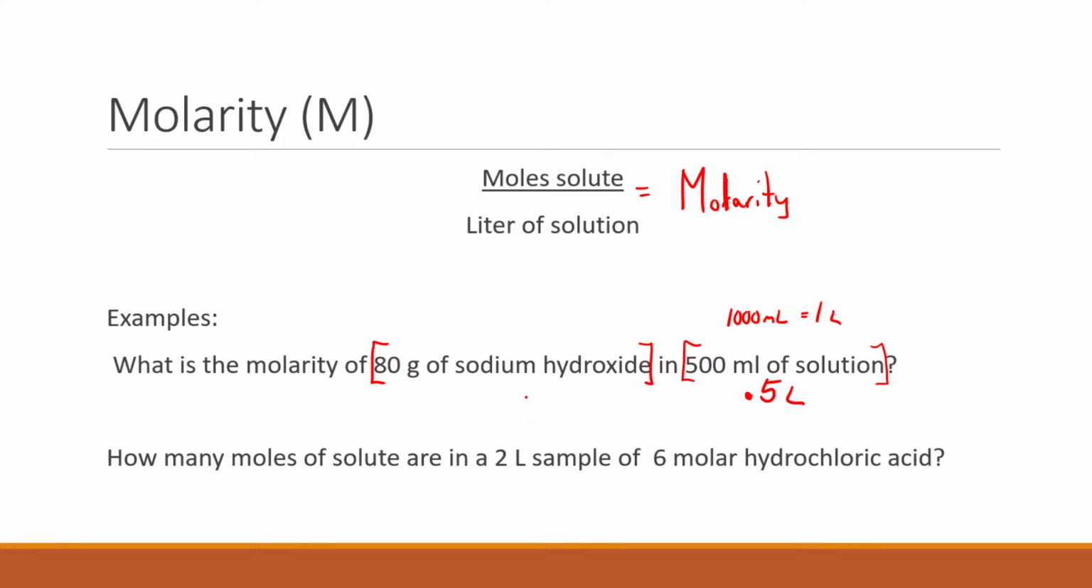But for this 80 grams of sodium hydroxide, we have a couple of steps we need to take. First, we need to identify what sodium hydroxide is. Then we need to consult the periodic table to find the mass of each atom and add them together. And that's going to give us the mass of 1 mole. If 40 grams equals 1 mole, then 80 grams will equal 2 moles.